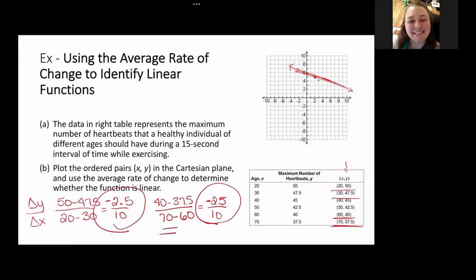Those are equal. So I can look at the graph and say it looks equal, but here I have proven that it is equal because I have proven that the slope is the same and constant all the way between all of those points.